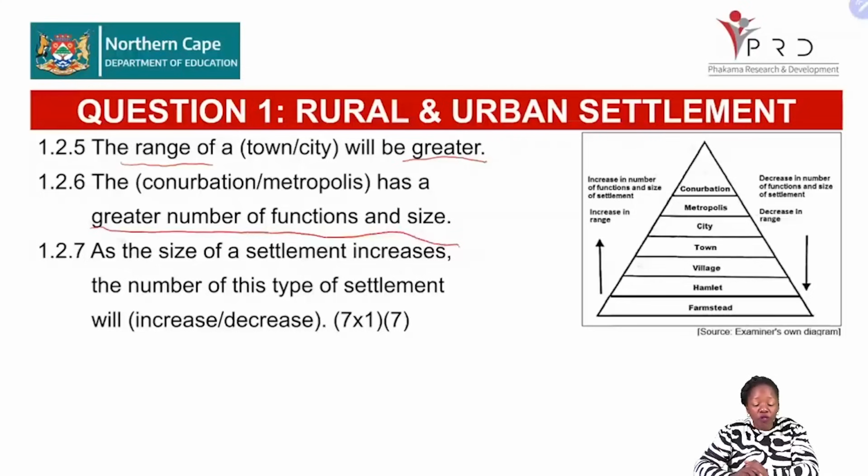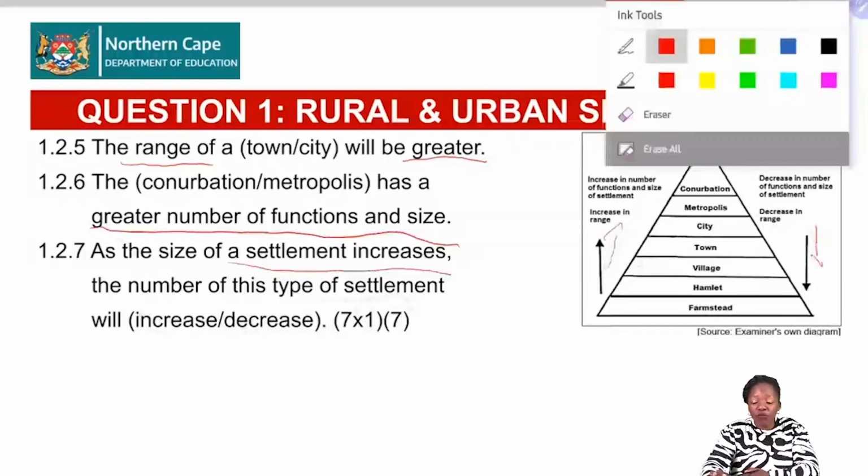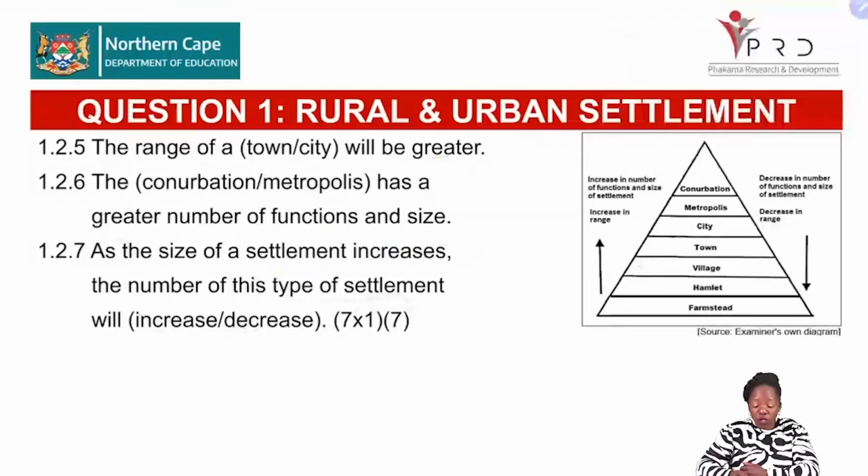Then your number 1.2.7, as the size of a settlement increases, the number of this type of settlement will, is it increase or decrease? So here you are guided by the arrows. So pay attention to these arrows so that you can be able to answer your 1.2.7. So I'm going to give you 3 minutes, and then after 3 minutes, we will start with our corrections.